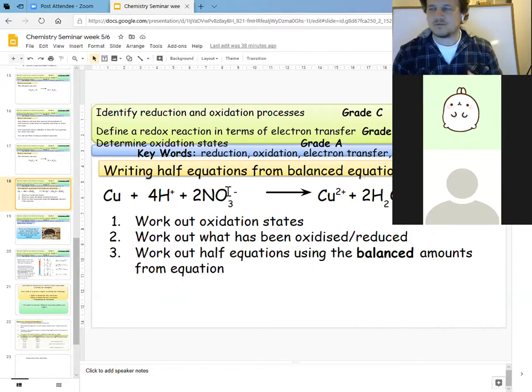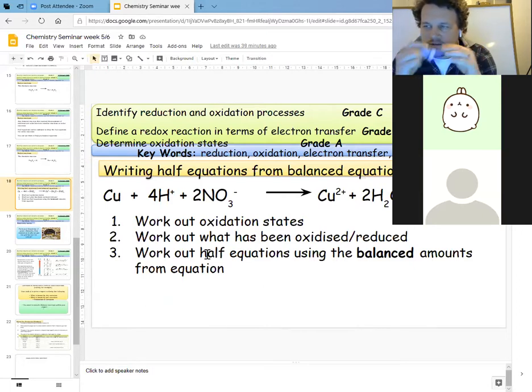In order to figure out which bit is being reduced and which is being oxidized, you need to know the oxidation state in the beginning and the oxidation state on the other side. Because that will then tell you what's gained electrons and what's lost electrons. So again, you figure that out, and then you work out the half equation: which side has been oxidized and which side has been reduced.